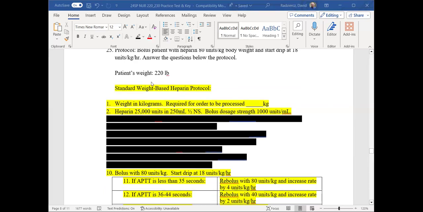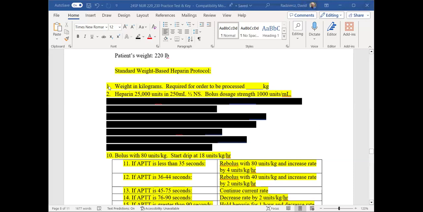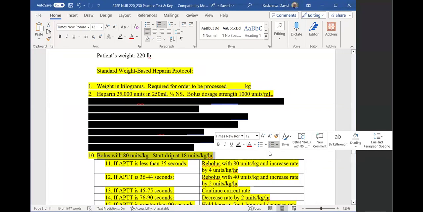When we look at the standard weight-based heparin protocol, you'll see that step 10 repeats bolus with 80 units per kilogram, start at 18 units per kilogram per hour. I have students that have asked over the course of the reviews today, are those numbers always the same? And if we're following the standard weight-based heparin protocol, yes. Because like I said, if you do a Google search for standard weight-based heparin protocol, you're going to see this exact same thing written out exactly as it is. So that's the standard. That's how you start it.